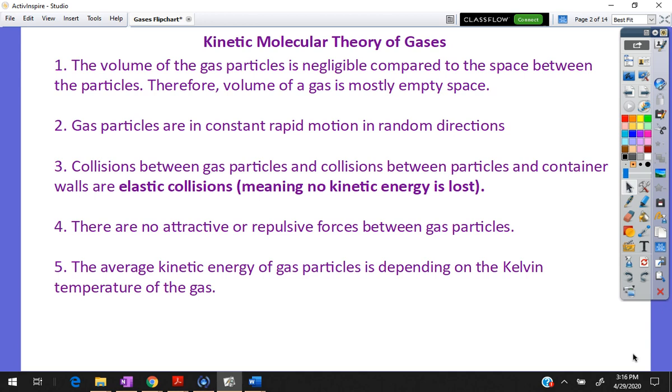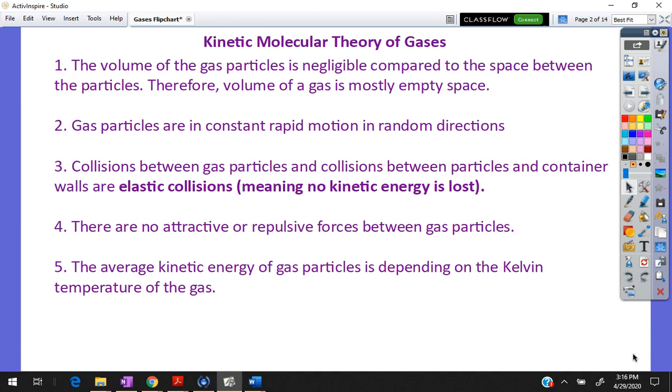We know gases have the ability to expand, so they will expand to fit the shape of whatever container they are in. We also know that gas particles are in constant, rapid motion in random directions. When it comes to contact that these particles have with each other, we know that the collisions between gas particles are elastic collisions. We also know that the collisions particles have with the walls of containers are elastic collisions. This means that no energy, no kinetic energy specifically, is lost in the collision process.